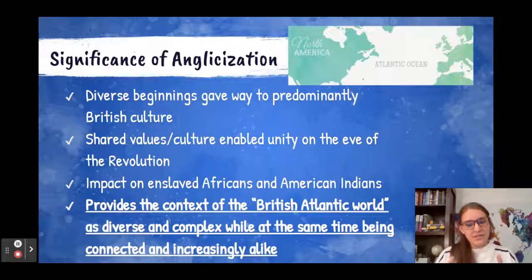So, in the context of APUSH period 2, what you really should focus on is that this provides the context of the British Atlantic world. So it's focusing on kind of more of the white population living here, but it's showing that they were diverse and complex while at the same time being connected and increasingly alike. And so kind of looking at how those two things can be true at the same time is going to help you really understand what Anglicization was.